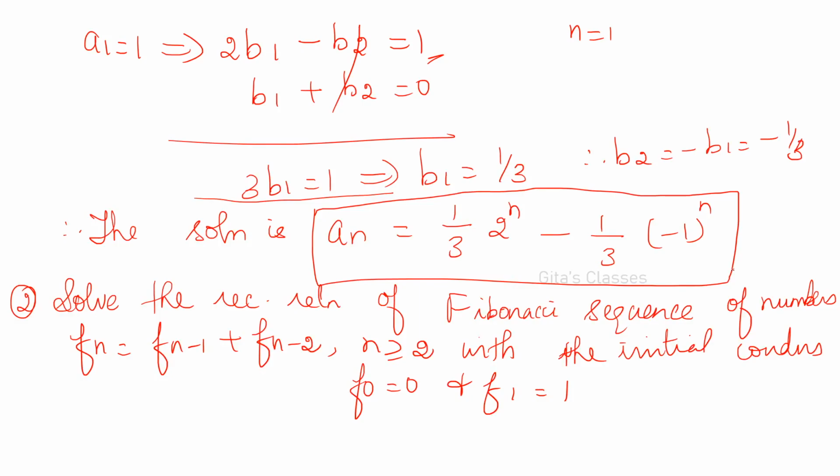And with the initial conditions, see, if the recurrence relation is not given in the question paper and you are asked to write it, please consider f0 is equal to 0, f1 is equal to 1. Then only you will be able to find the constants easily. Otherwise, even if you take f0 is equal to 1, f1 is equal to 1, it will be difficult to find the constants. So always, if it is not given, please assume these values so that it will be easy for you to find the constants.